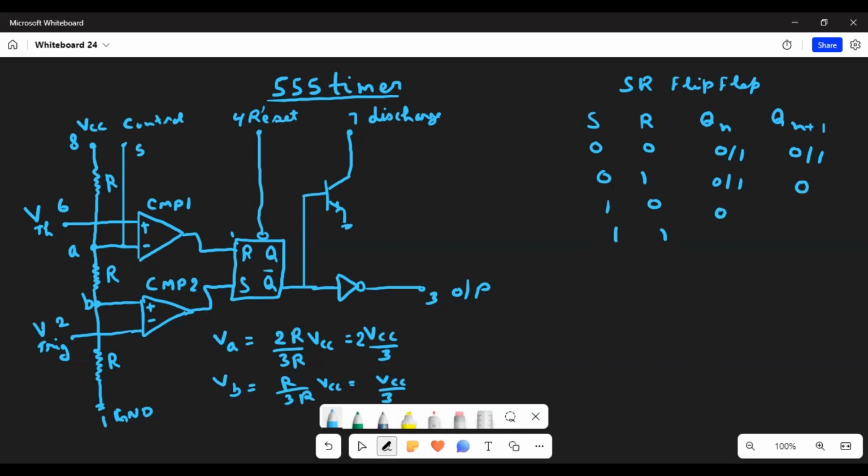Similarly, if S is 1 and R is 0, whether the previous state Qn is 0 or 1 doesn't matter, the output will be 1. And applying the state 1 and 1 is invalid. This is the truth table for the SR flip-flop.